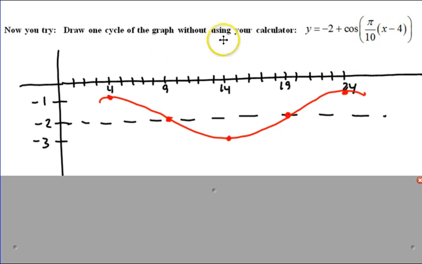I start at x equals 4, so I'm going to end at 24. 4 plus 20 is 24. Halfway through the cycle would be 10 units, so 4 to 14 would be 10. 4 to 9 would be 5, so that would be a fourth of the way through the cycle. So my key points are going to be when x is 4, when x is 9, when x is 14, when x is 19, and when x is 24. So there is one cosine cycle.